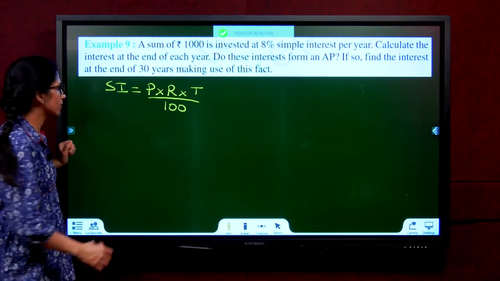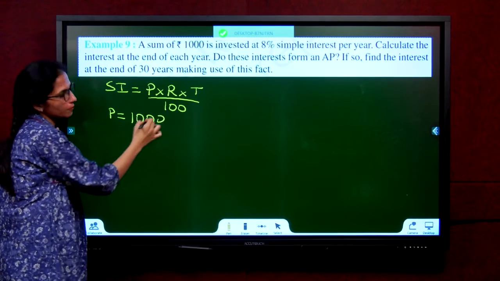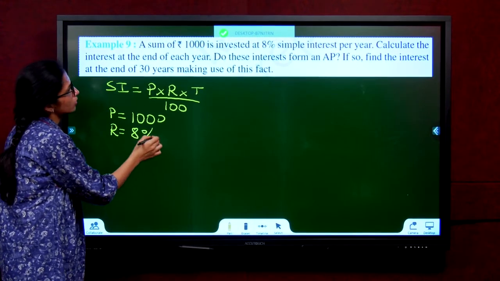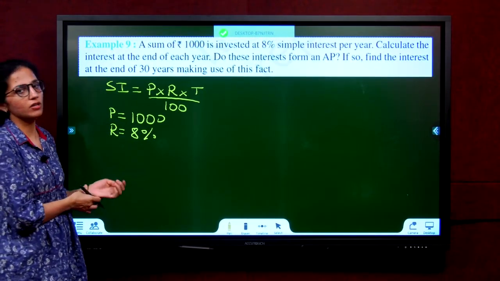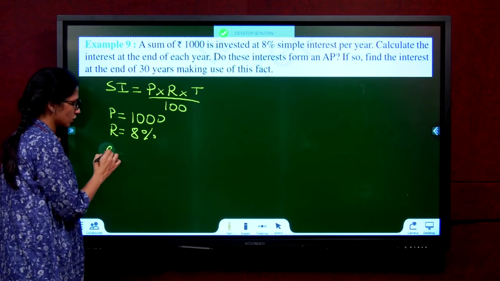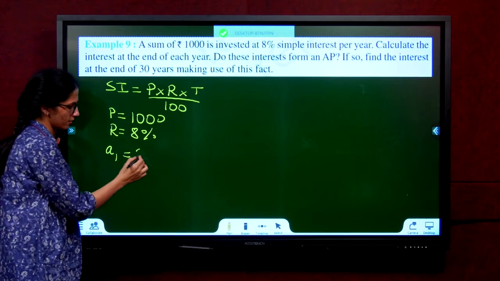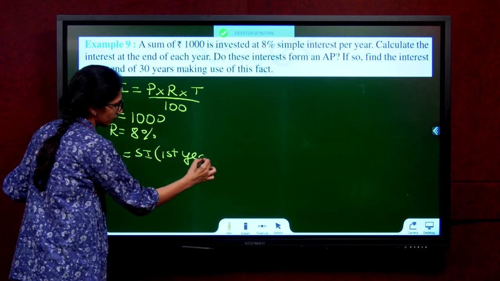SI is the simple interest. In this given question, the principal P is given as 1000 rupees. Rate of interest is given as 8%. So now we will start for the first 4 years. Whenever you have to check whether it's an AP or not, go for 4 terms. So first one, let's say A1. A1 means simple interest in year 1.